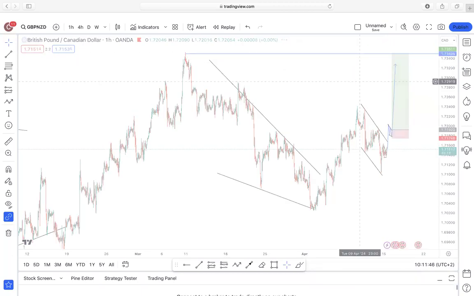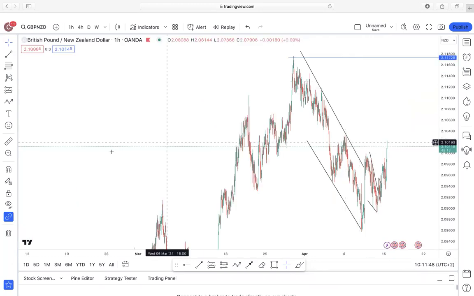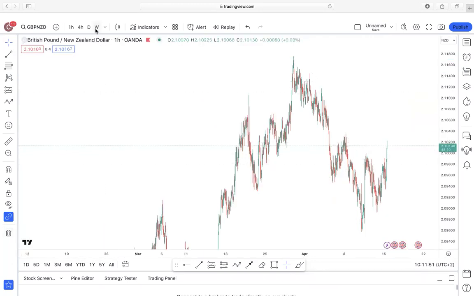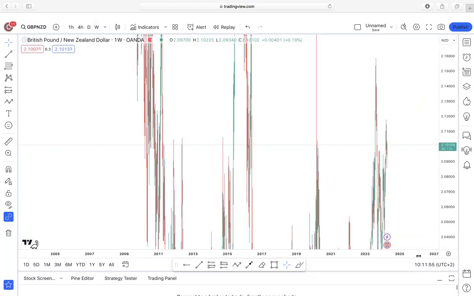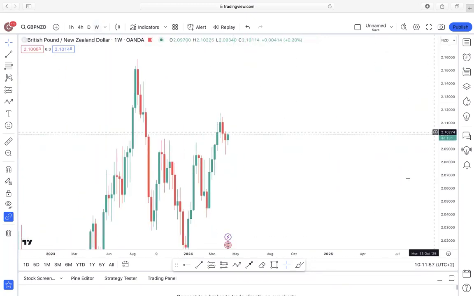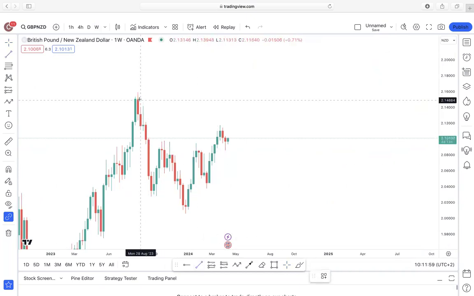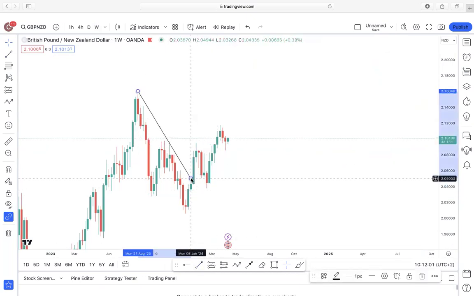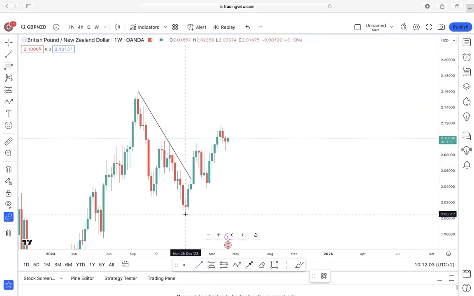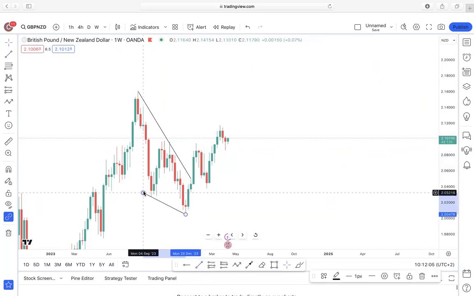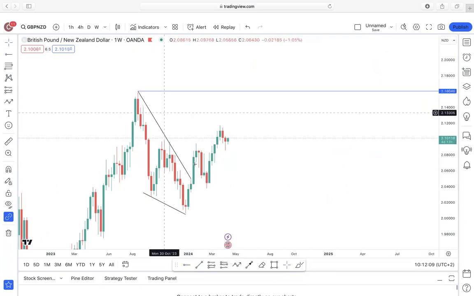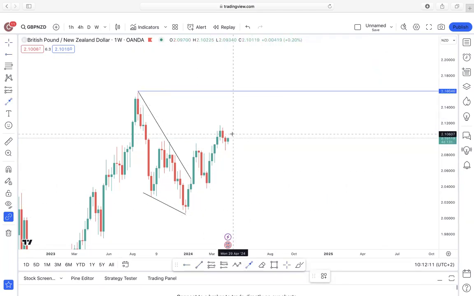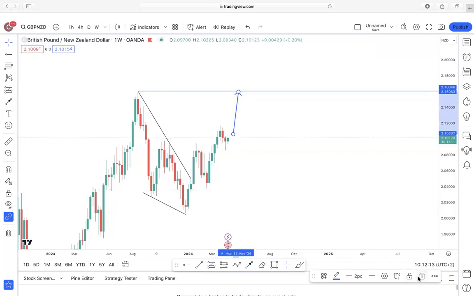And now for our final pair, we are having the Great British Pound over the New Zealand dollar. So this one on the weekly, we are seeing price is coming from an impulsive movement up and then giving us this continuation structure from the breakout. So overall, this is having the higher probability of climbing all the way to the upside. And now if I move on to our daily time frame.